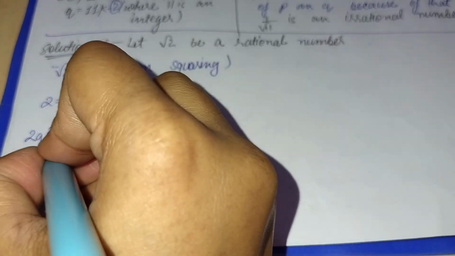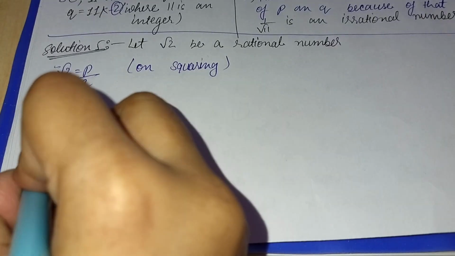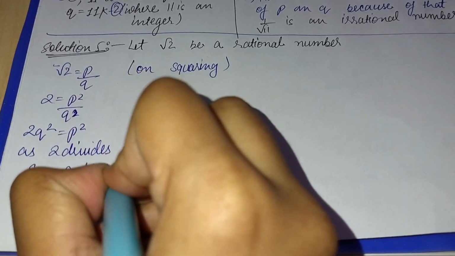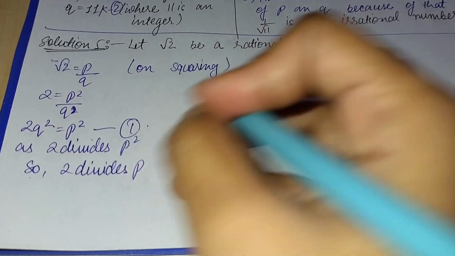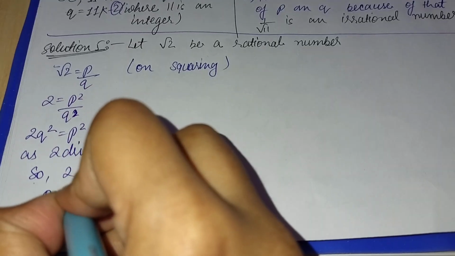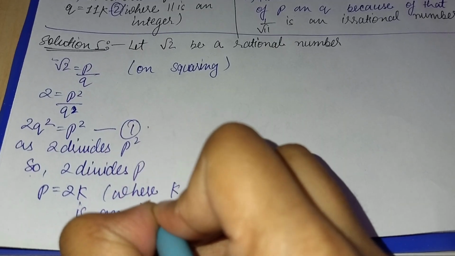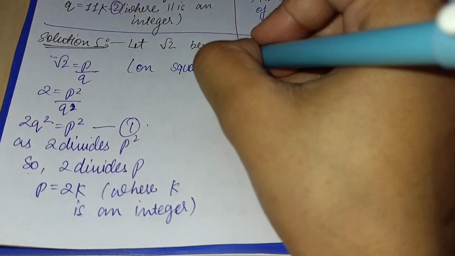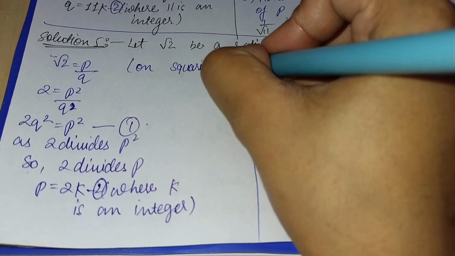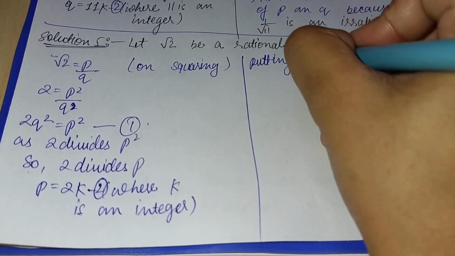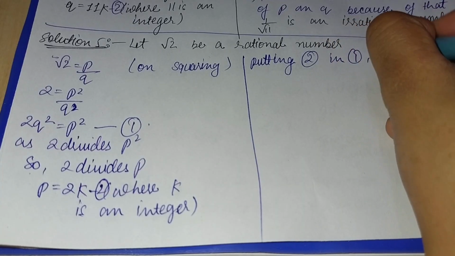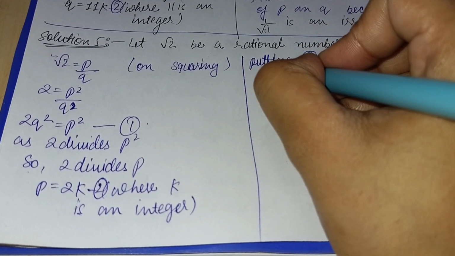Forming the first equation according to the previous question which I have done, we will get 2q square is equal to p square, as 2 divides p square and 2 is a prime number, so 2 divides p. Then p is equal to 2k, where k is an integer. You can see that the same method we are using in these questions. So these are very simple questions. We have to only focus, and one method and 2 theorems we have to learn.